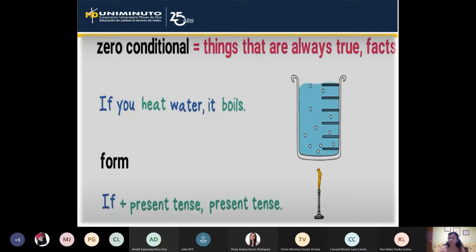If you heat water, it boils, no? If you mix black and white, you get the gray color. Okay, black and white, mezclamos los colores, the black color with the white color, so you obtain gray color. Yes, pues ¿qué color obtenemos? El gris, ¿no? Okay, very good.